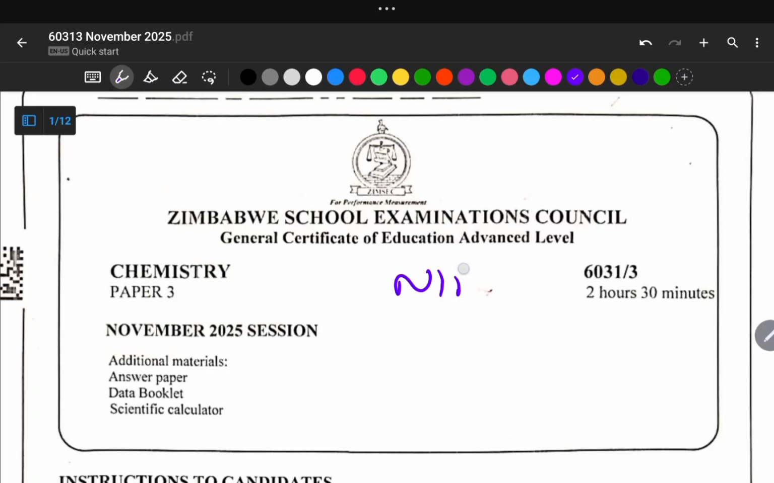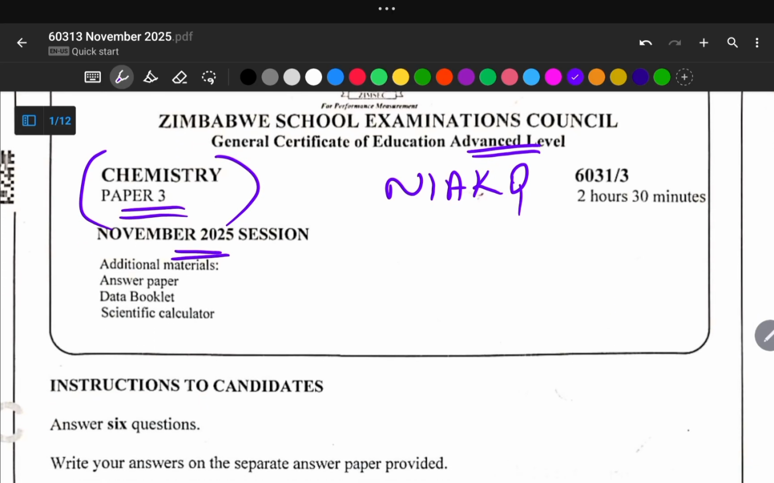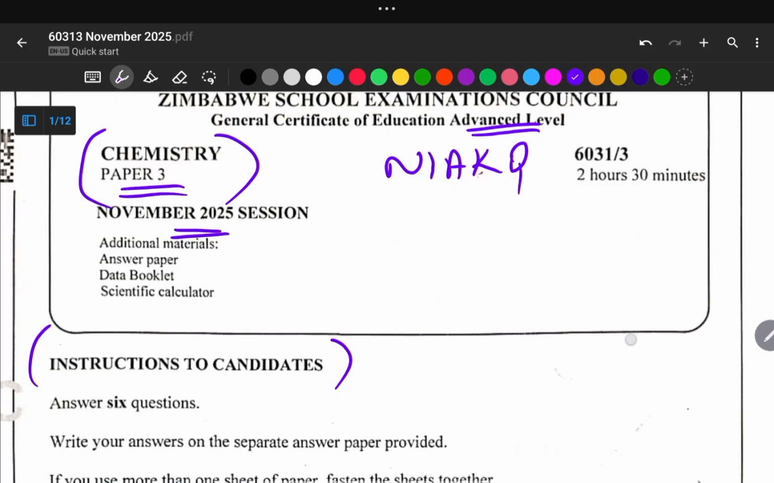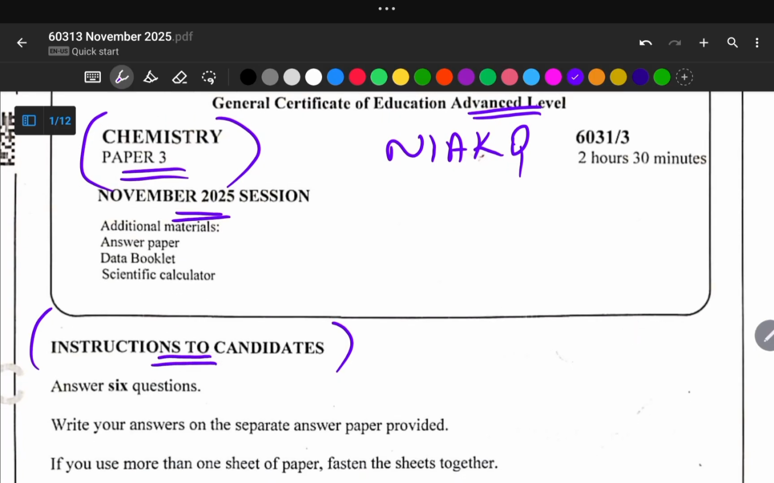Alright, it's Niaki osteozone, and today we are going to have the revision of the November 2025 A-level chemistry paper from the Zimsec exam board. So this is the main paper from the November 2025 session, as you can see on the screen, right? We're going to revise this paper step by step, and if you are doing Zimsec, you need to pay attention to these instructions to the candidates.